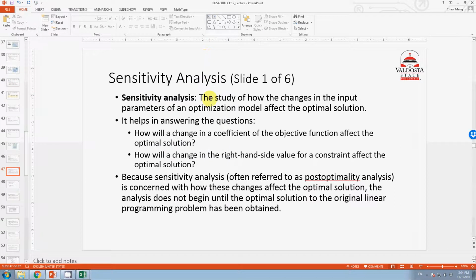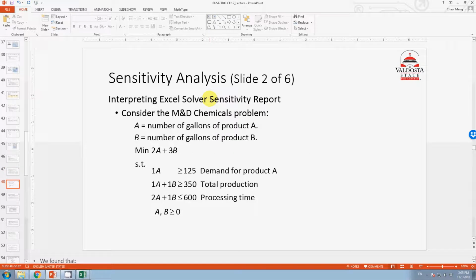So the next topic is sensitivity analysis. After we have the optimal solution and maximize or minimize the objective function, what if some of the parameters are changed? What does that affect our objective values? How does that affect our optimal solutions? So that's sensitivity analysis. By using the report, we can do the sensitivity analysis.